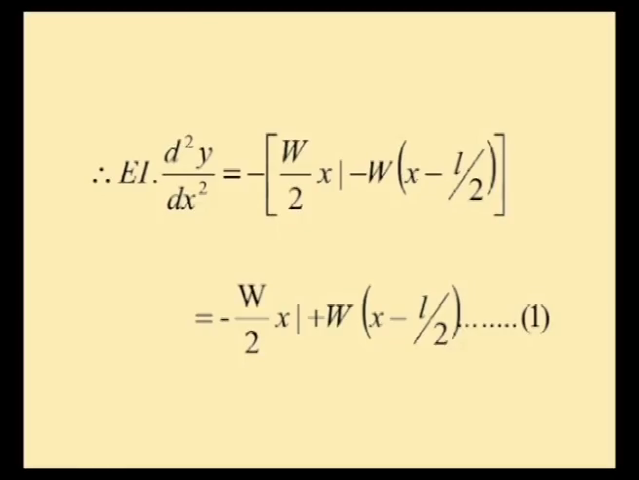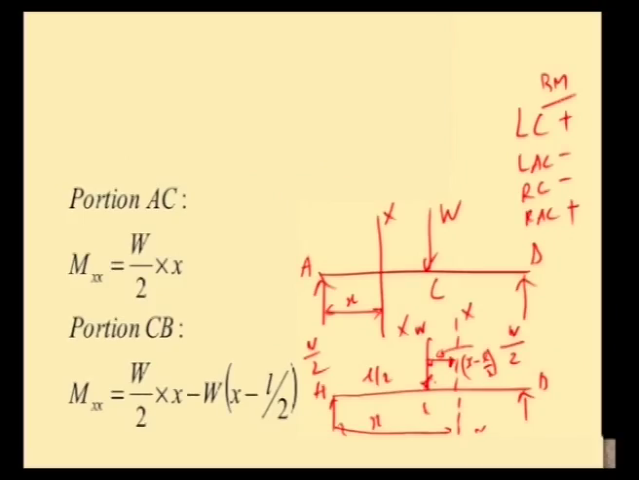Now, we can substitute in the general bending equation, that is E I d squared y by dx squared equals minus M xx. We have values for two portions, and if we notice, the equations will be W by 2 x for portion A C and W by 2 x minus W into x minus L by 2 for portion C B. There is a common term in both the portions, which is W by 2 into x.